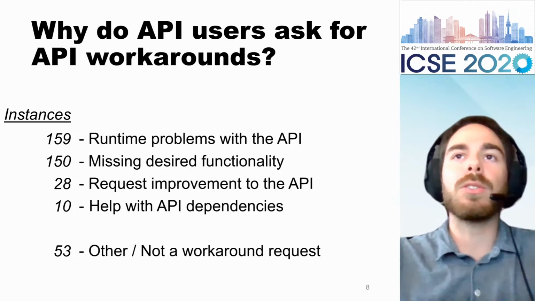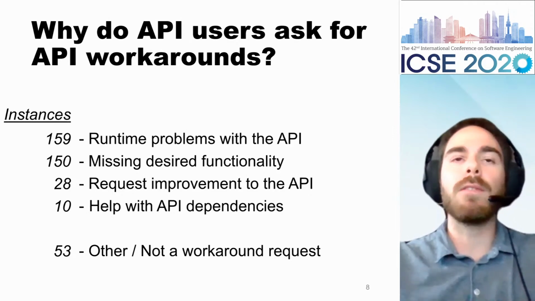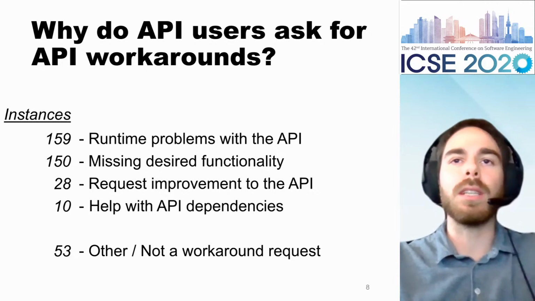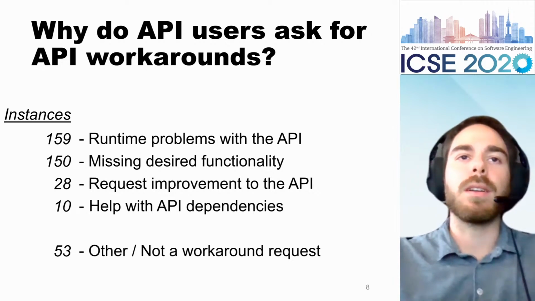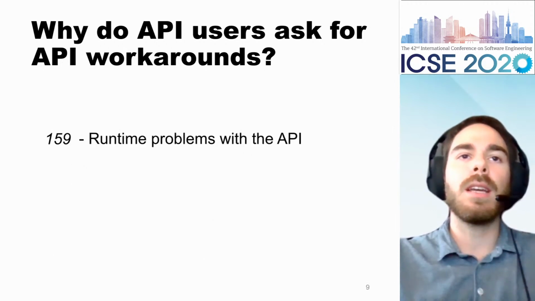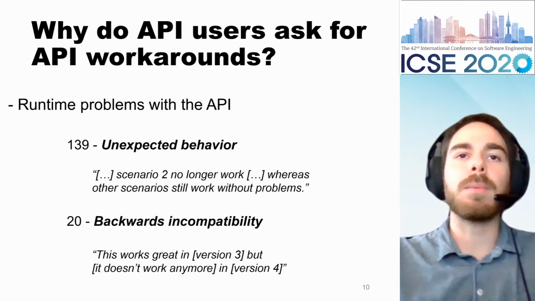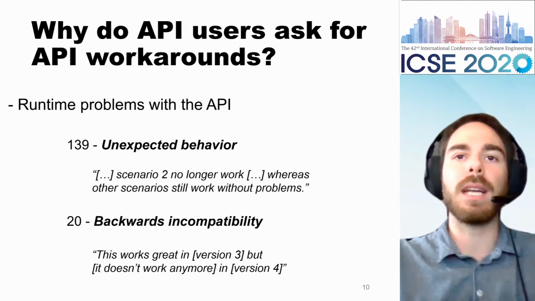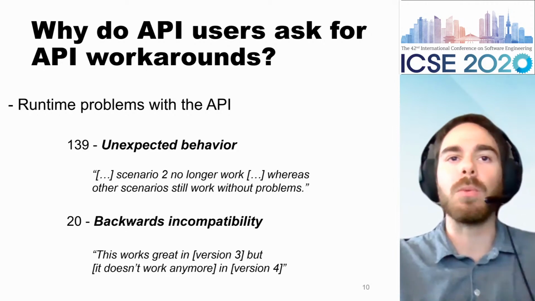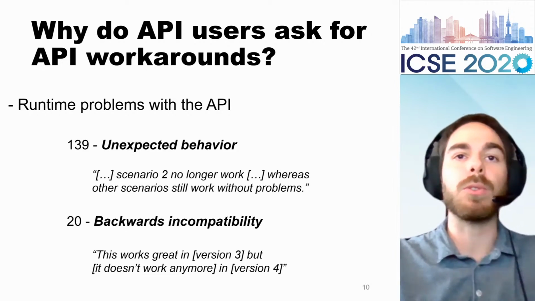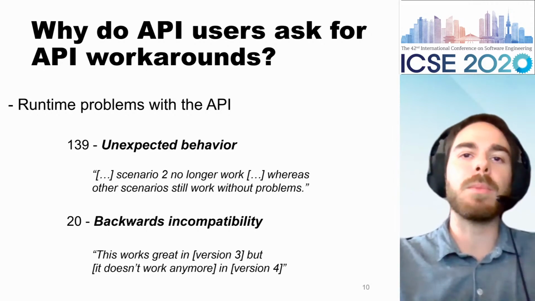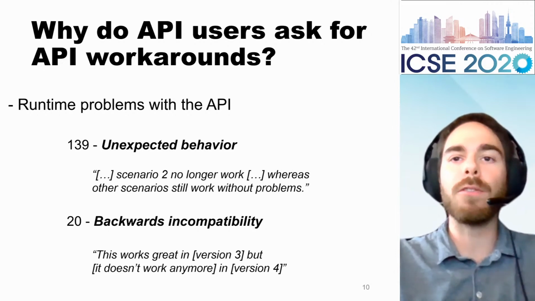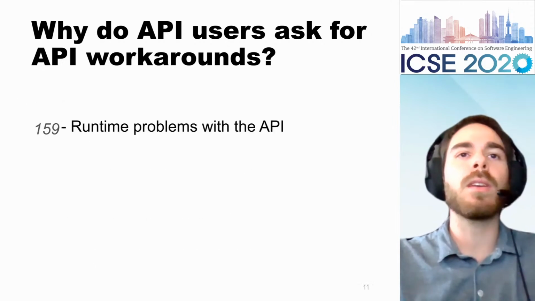So why do API users ask for API workarounds? Out of the 400 posts, the instances are here. Most of them were because of runtime problems with the API. And specifically, things like unexpected behavior. So let's say scenario 2 no longer works, whereas other scenarios still work without problem. So is there a workaround for that? The people want their scenario 2 to work again. Or backwards incompatibility. This used to work great in version 3 of the API, but it doesn't work anymore in version 4, for example, and then they ask for a workaround.